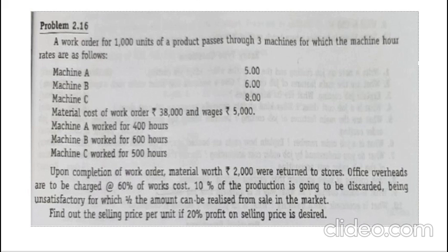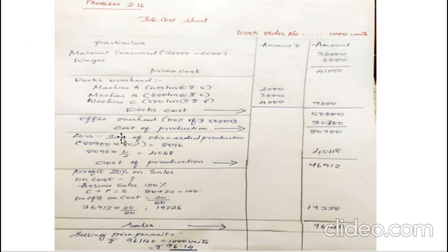60% of works cost. So how much is your works cost? Your works cost is 50,600. So out of 50,600, 60% is your office overhead. So 50,600 into 60% will give you 30,360. So 50,600 plus 30,360 will give you your cost of production, which is 80,960.